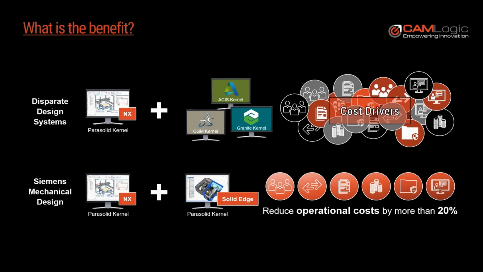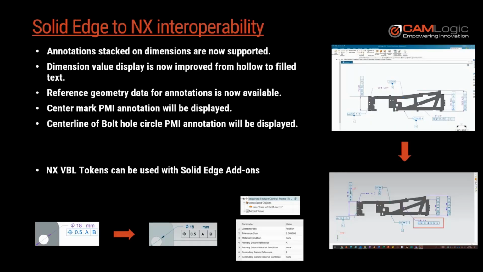And by keeping everything on that singular platform, you can reduce some of the operational costs by 20%, and it can be really helpful to have a lot of your data on just that singular Parasolid platform. So the reason I brought this up is because there were a few changes they made to the Solid Edge and NX interoperability. How they work together, how data flows from Solid Edge to NX, etc., has been improved.